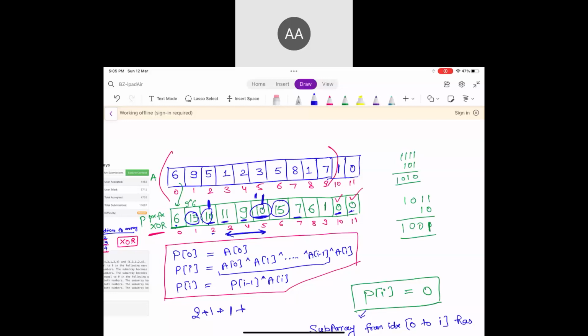Before this 7, did we see any 7? No, so 7 cannot give any other subarray. Before 6, we do not see any subarray. 6 was already here. Now, if we have to check how many 6 have come before it, where can we remember that value?